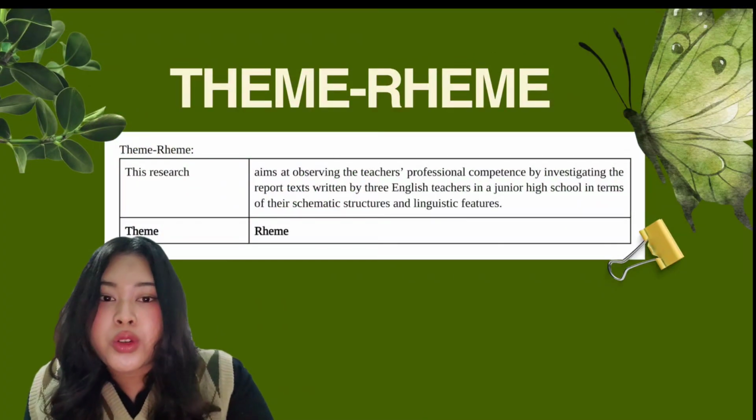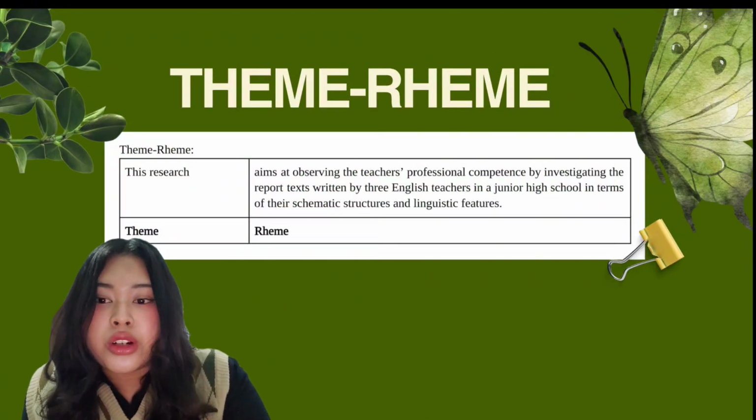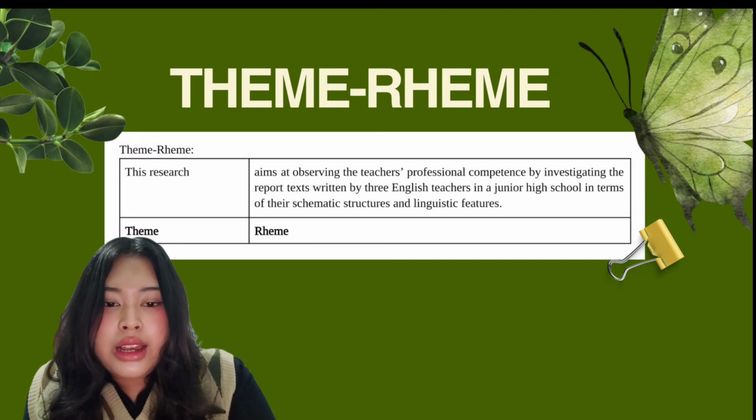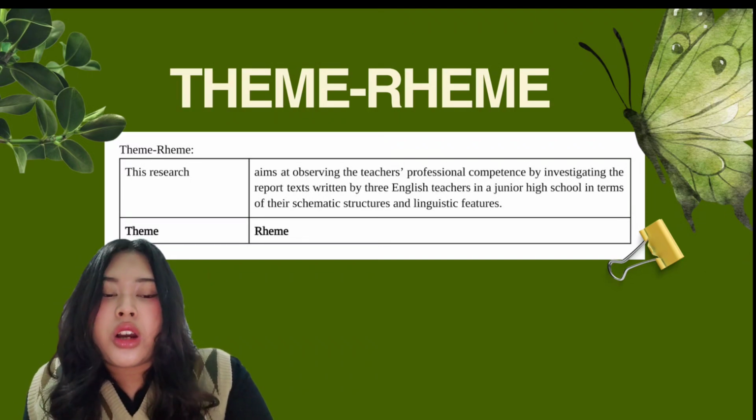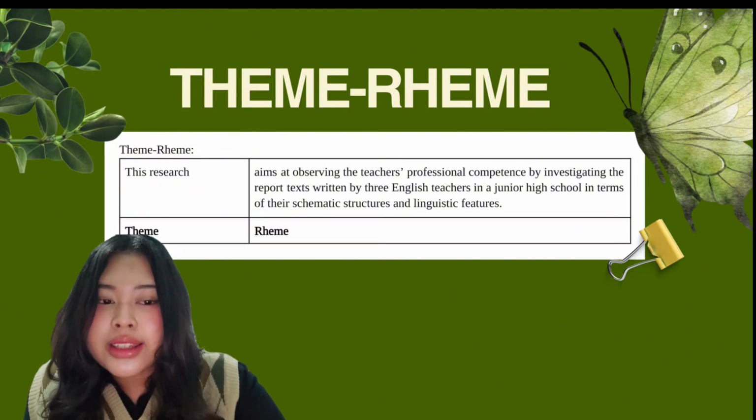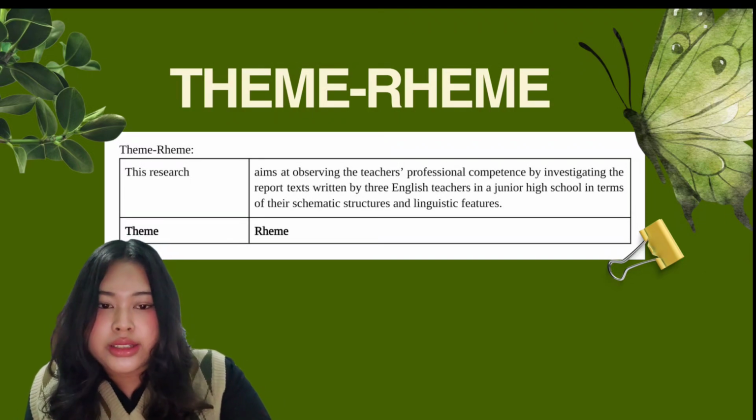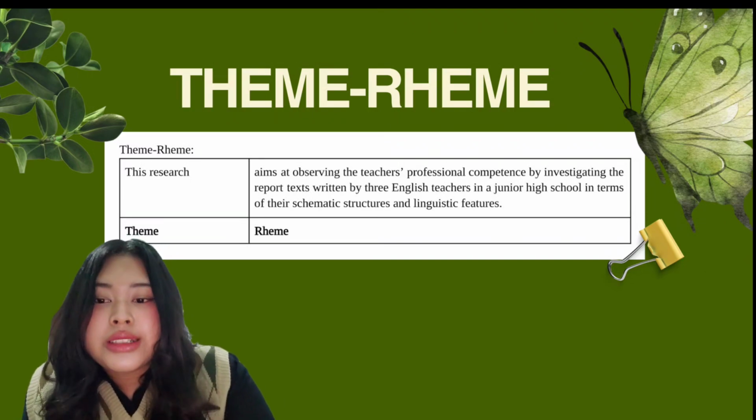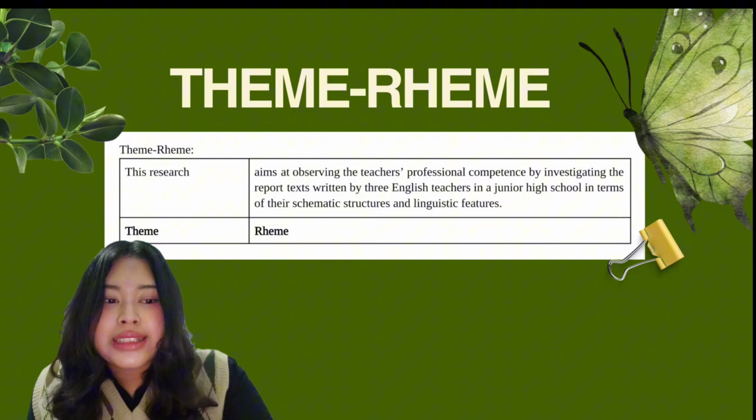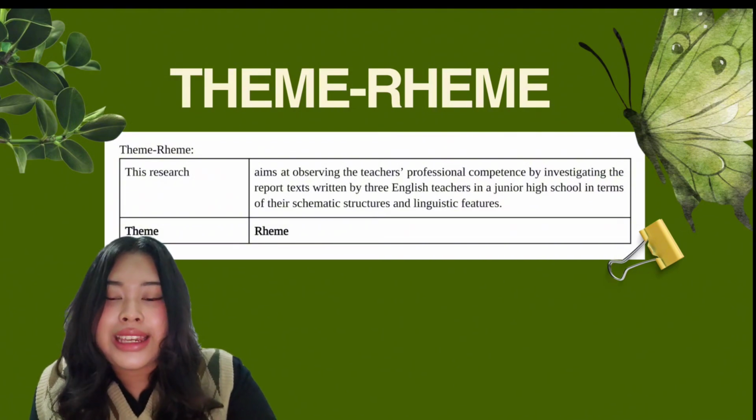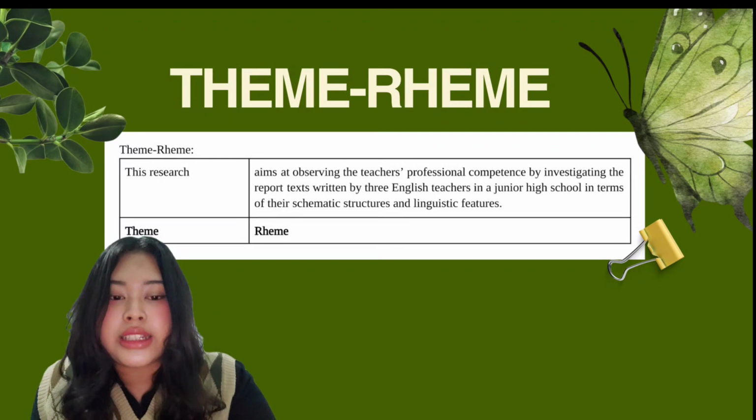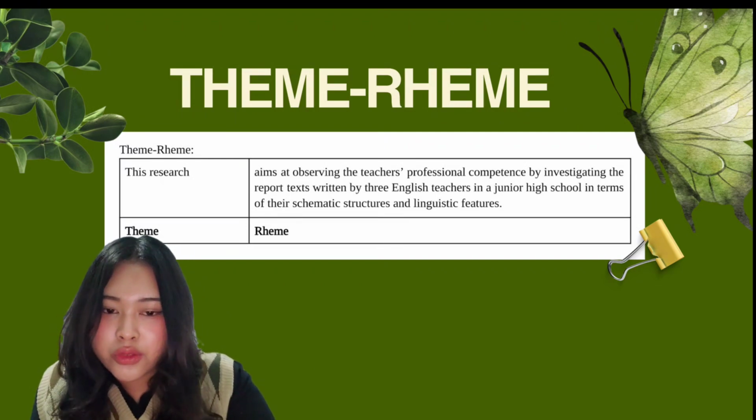So first, we're going to analyze the theme and rheme for the first sentence. The theme here is this research. This is what we call an unmarked topical theme. Why? Because this research is the grammatical subject of the sentence and it is in the first position. It acts as the topical theme because it tells the readers that the entire text following this is going to be about the study itself.